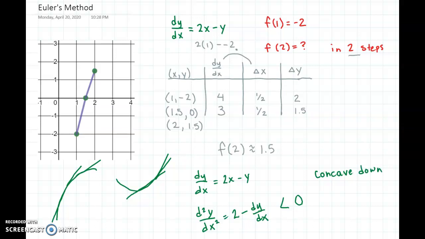And that means that all of these tangent lines that we drew were just a little bit higher than our curve. And so this would be an overestimate. And I know that the value of f at 2 is actually less than 1.5. All right, that's a quick overview of Euler's method.